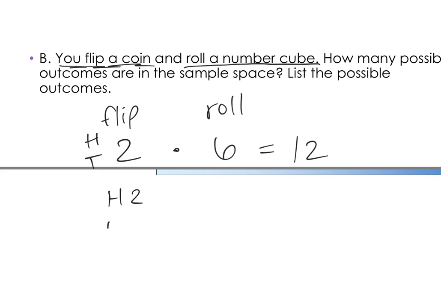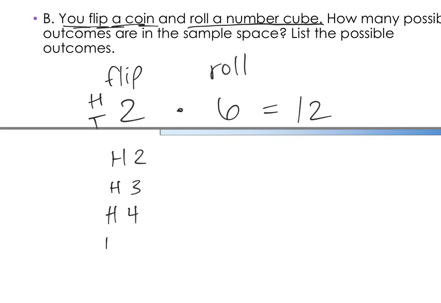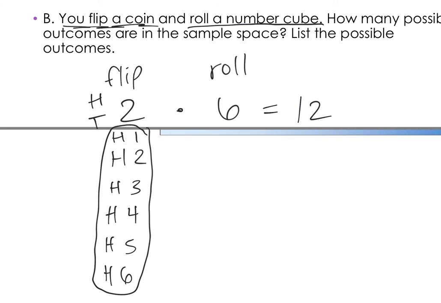2. What if we flipped heads? What's another thing that we could have rolled? 3. What else? 4. We could flip heads, roll 5. We could flip heads and roll 6, right? Which one are we missing? Flip heads and roll 1, right? How many are in the sample space of just flipping heads and rolling any number? There's 6 here, right?